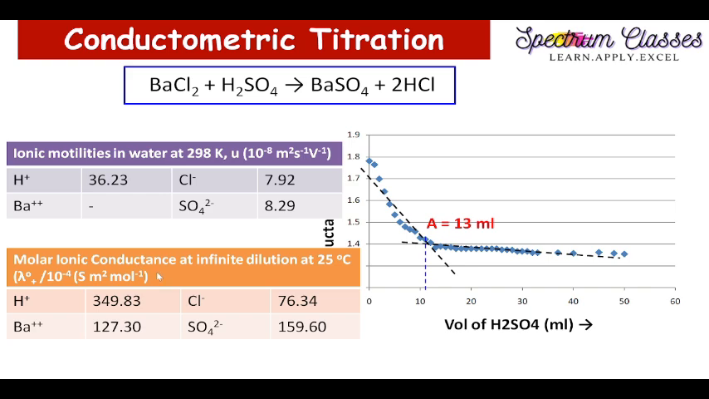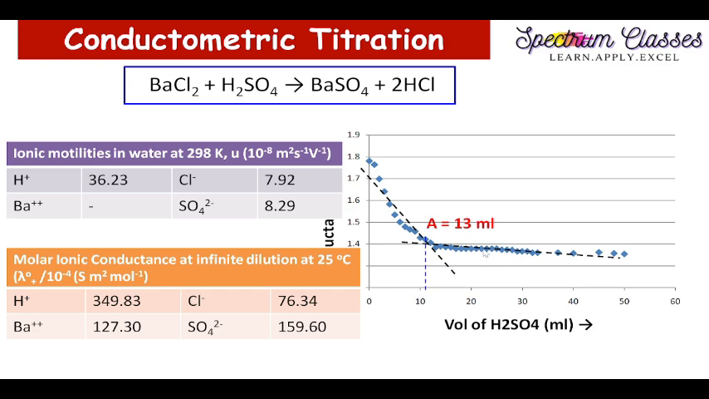The molar ionic conductance at infinite dilution, which I have gathered from the literature, has values like this, with a multiple of 10 raised to the power minus 4. So sulfate ions have a higher ionic conductance value as compared to Cl minus, and therefore we would assume that the conductance should increase, but it is not increasing at all in my case. I am not pretty sure why.